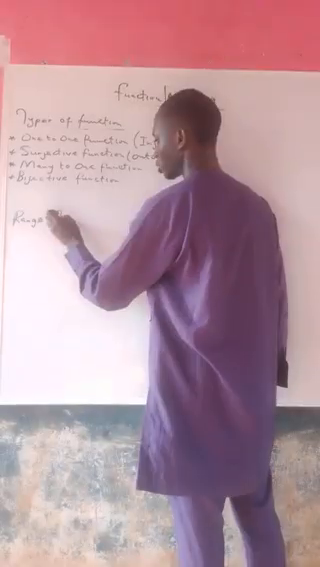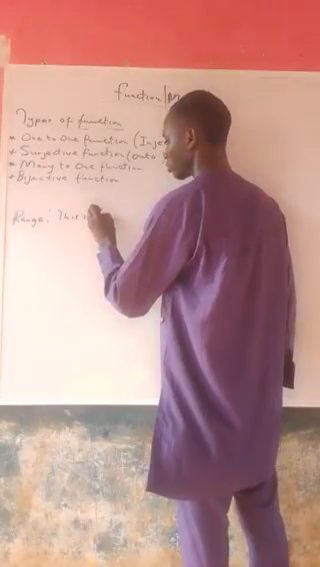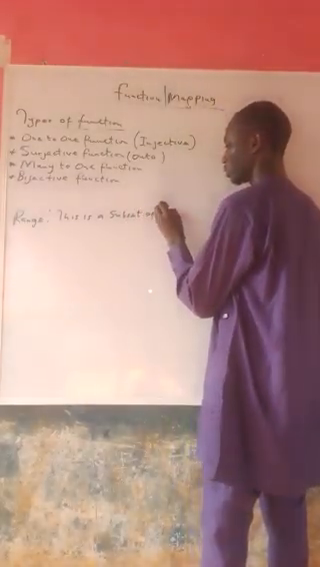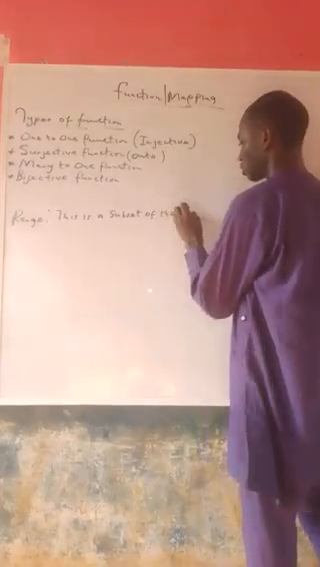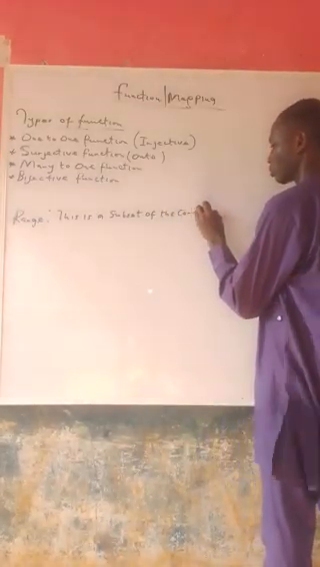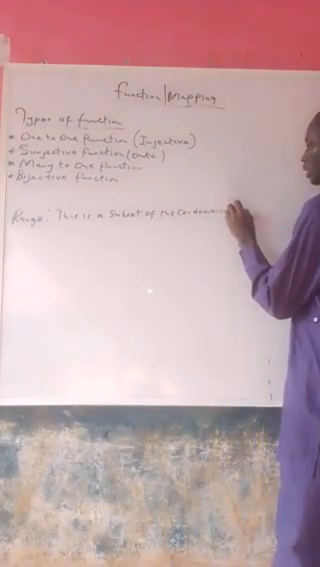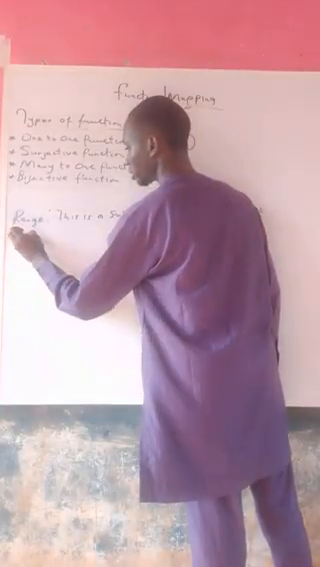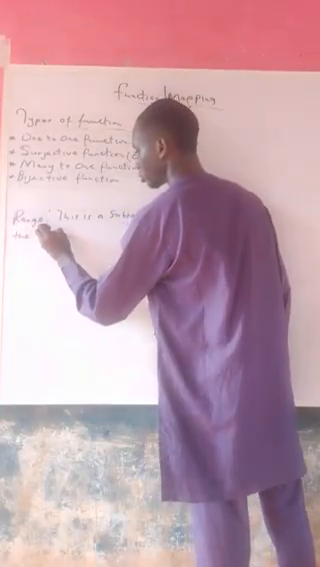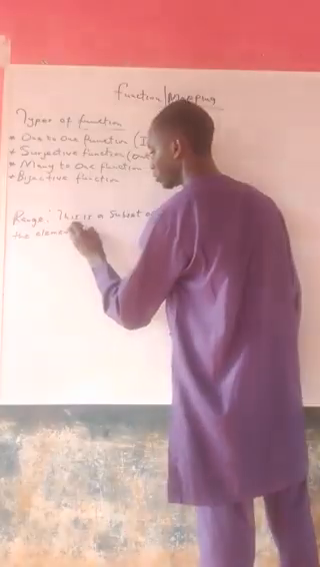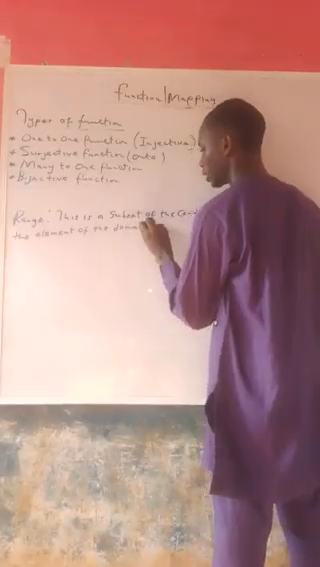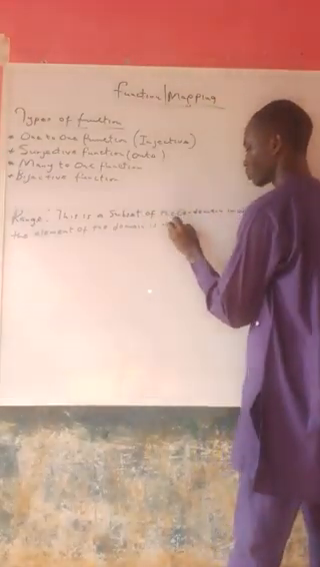It is a subset of the codomain in which the element of the domain is mapped to.